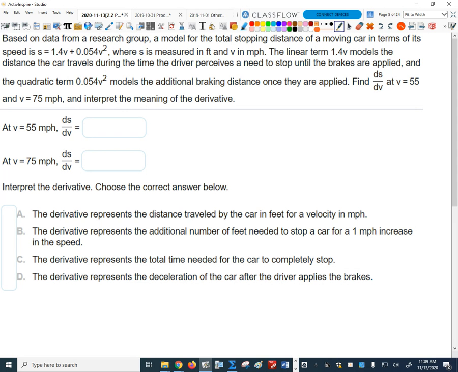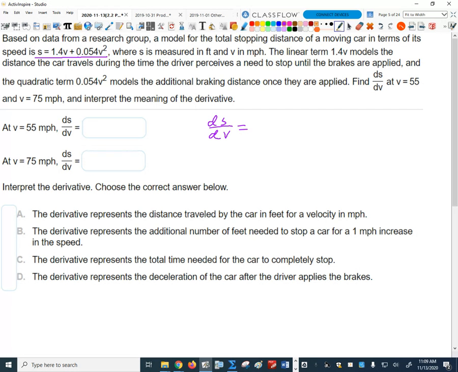So let's do some calculations here. At 55 miles per hour, well, first we have to calculate ds/dv, don't we? Okay, so we haven't done that yet. Let's calculate ds/dv. Here's the function s. So then what is ds/dv going to be? Now I've got a sum of two terms, but that's no big deal. We just differentiate term by term, right?